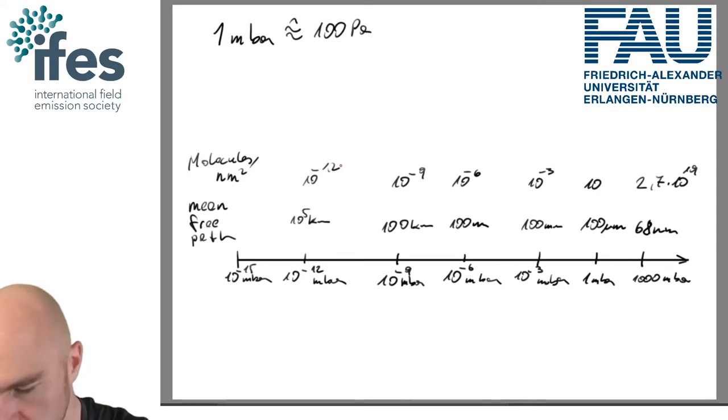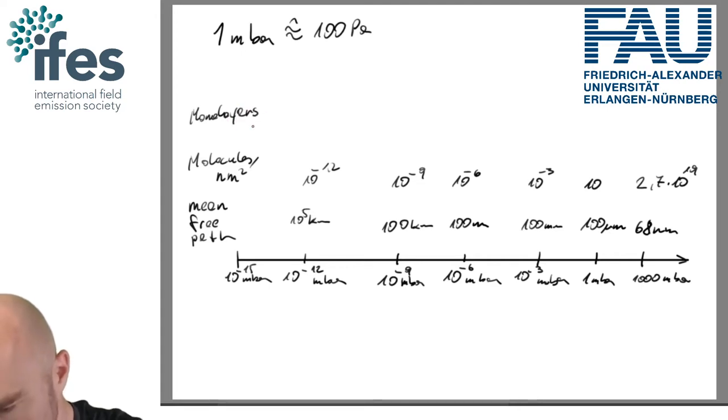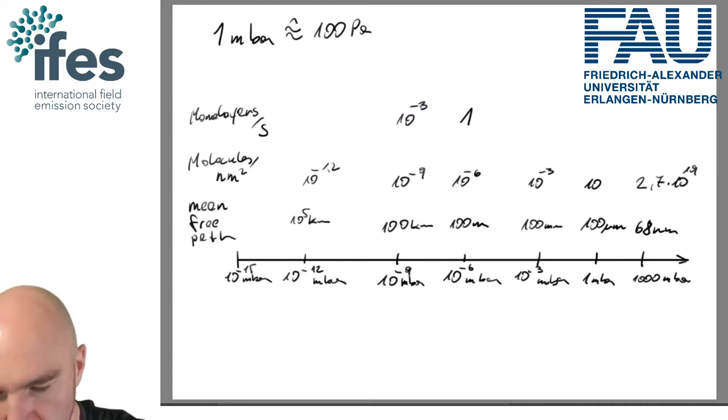Obviously, this is in equilibrium, but if we go per second, then roughly, monolayers per second. So a full monolayer would be about 10 atoms per square nanometer, okay? That would be a full monolayer. Order of magnitude, layers per second. At 10 to the minus 6, we roughly have one monolayer per second adsorbing, okay? So at 10 to the minus 9, we would have 10 to the minus 3 monolayers per second.